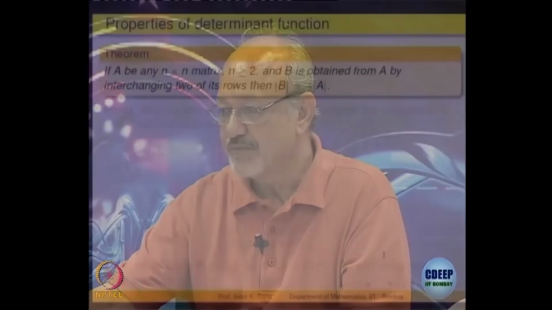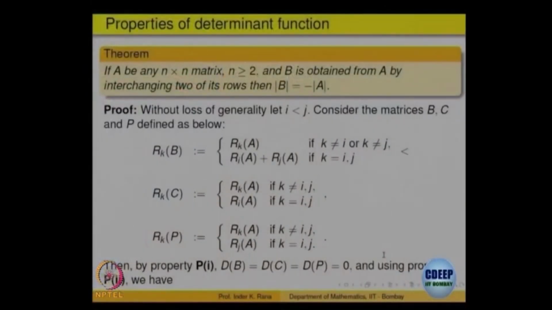So, let us assume i is less than j, right. The ith row is interchanged with the jth. One of them will be smaller than the other, so let us say the ith row is before the jth row. Now let us consider a matrix B. I am constructing a new matrix B. This matrix has all rows same as those of A, except for the ith and jth. The ith row is Ri plus Rj of the original one, and the jth row is also the same, Ri plus Rj.